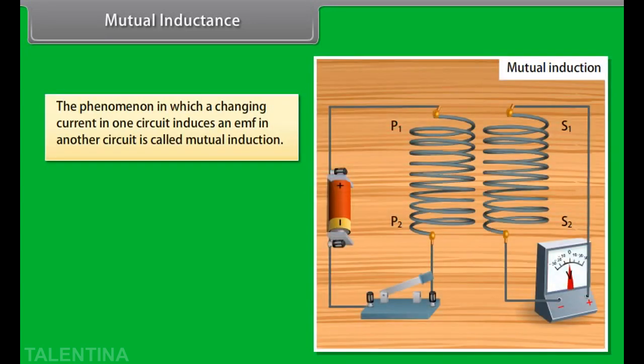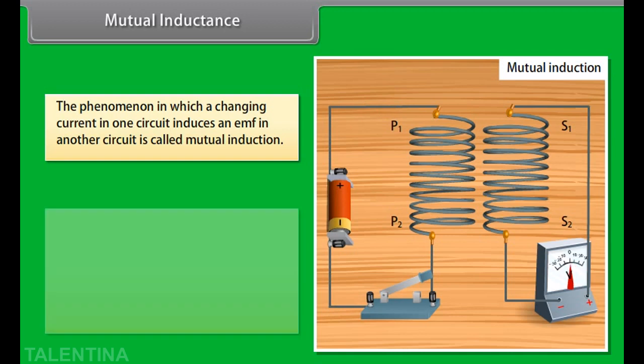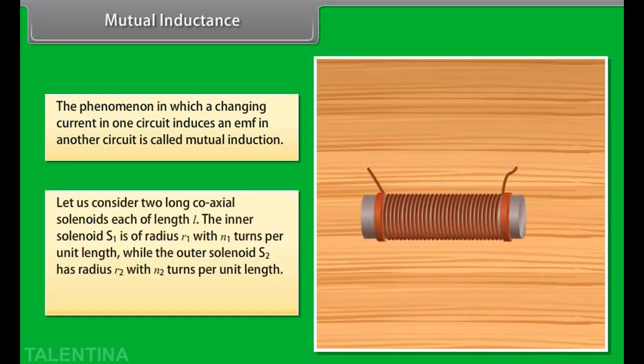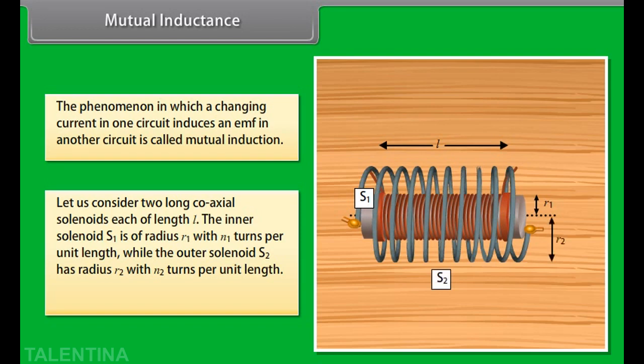Mutual inductance. The phenomenon in which a changing current in one circuit induces an EMF in another circuit is called mutual induction. Let us consider two long coaxial solenoids, each of length L. The inner solenoid S1 is of radius R1 with N1 turns per unit length, while the outer solenoid S2 has radius R2 with N2 turns per unit length. B1 is equal to mu naught N1 I1.